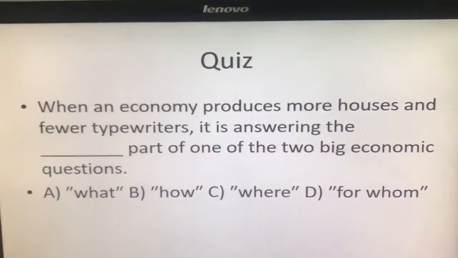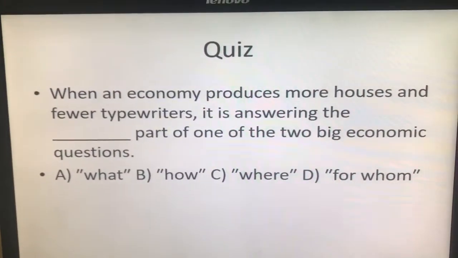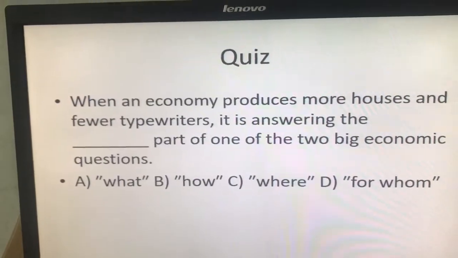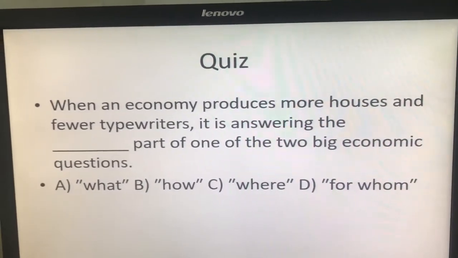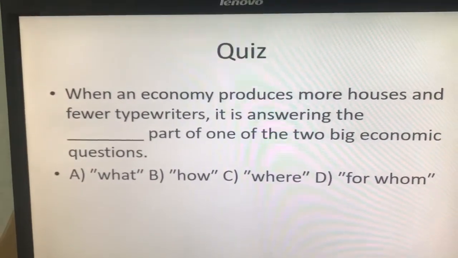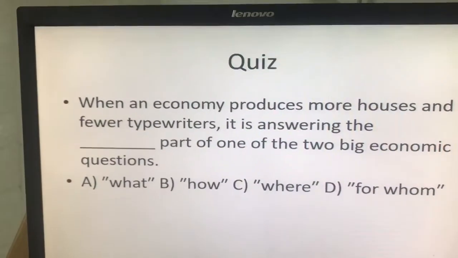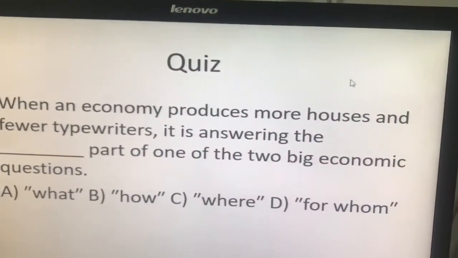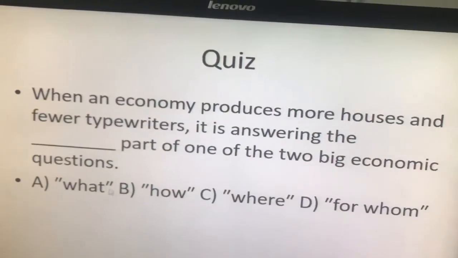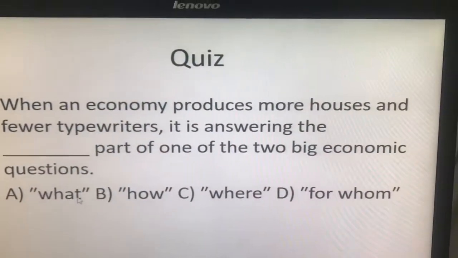So let us have one example. When an economy produces more houses and fewer typewriters, this is the answer of what, how, where, and for whom. As you see here, we have produce, houses, and typewriters. So the answer is what.